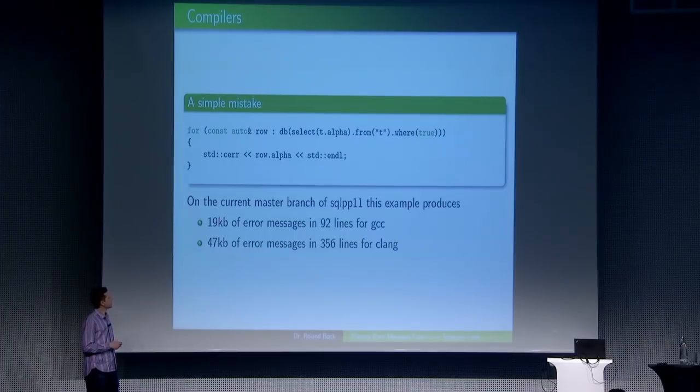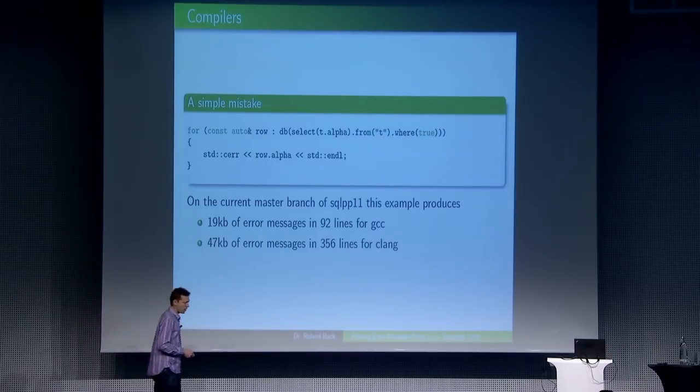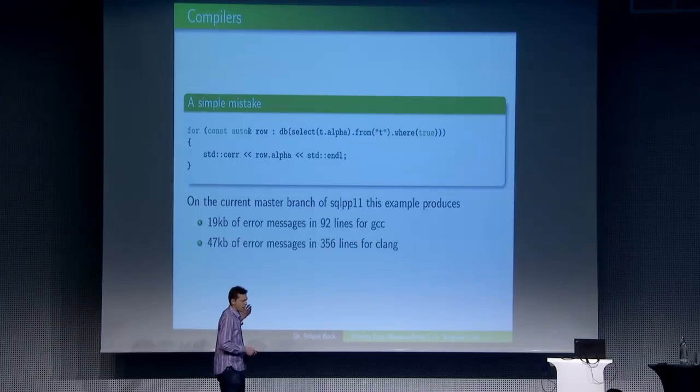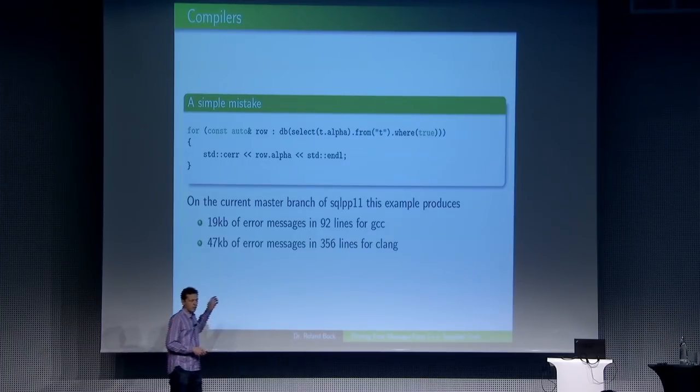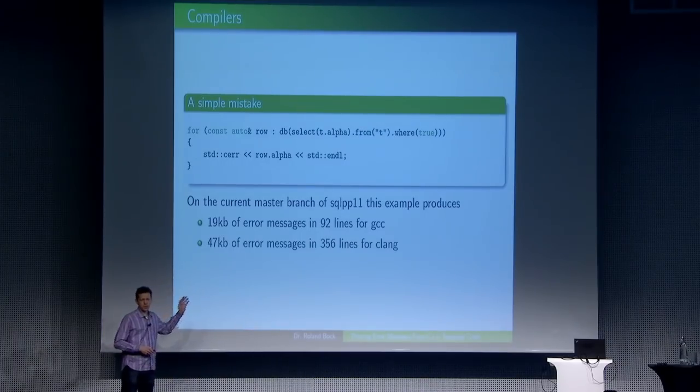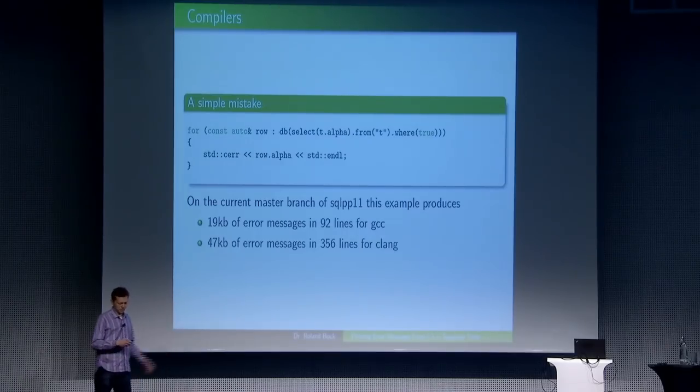So 19 kilobytes for error messages in GCC and 92 lines, something which is rather rare in my experience. Clang gives way more, both in kilobytes and in lines, with this problem. That's the current master branch. In the development branch, this will go down to something which can be presented on one of these screens with techniques that I'm going to present.